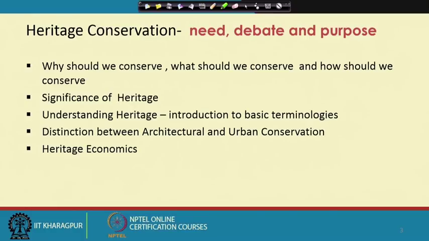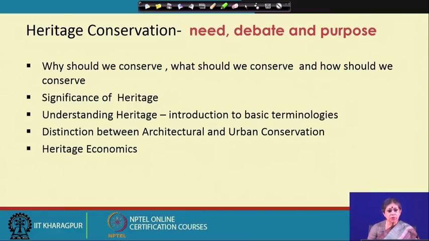Now let's talk about heritage conservation: the need, the debate, and the purpose of heritage conservation. Why should we conserve? What should we conserve and how should we conserve? There is often a debate going on between the conservationists, who are basically the archaeologists, and also the planners. They deal with the old historical structures, but many practicing architects say, what is the need to conserve the old historical monuments? We can't conserve everything, because until we make space for the new buildings, there is so much of a problem. So this debate of what should be conserved and why should we conserve are all related with each other, because until we talk about why we should conserve, we also can't say what we should conserve.